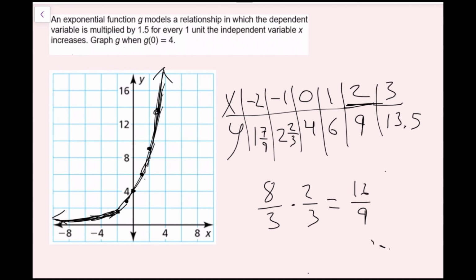So the curve is going to look something like that. So now I've successfully graphed this function given the information above, and now we're done.